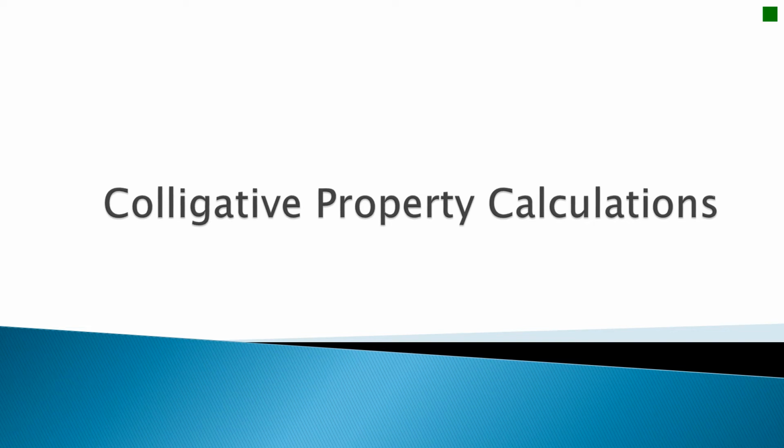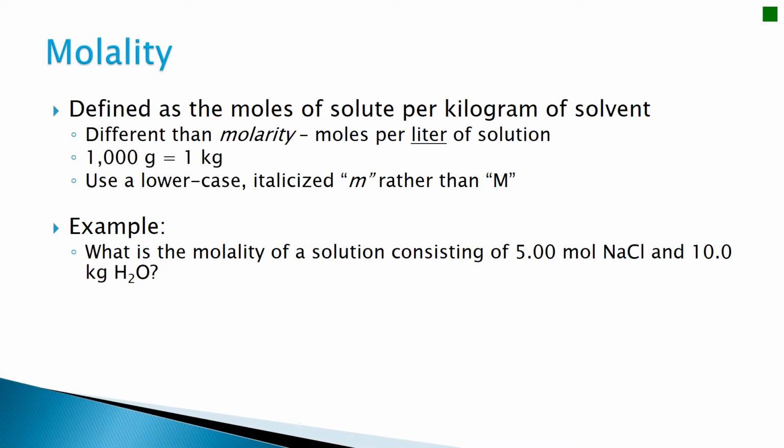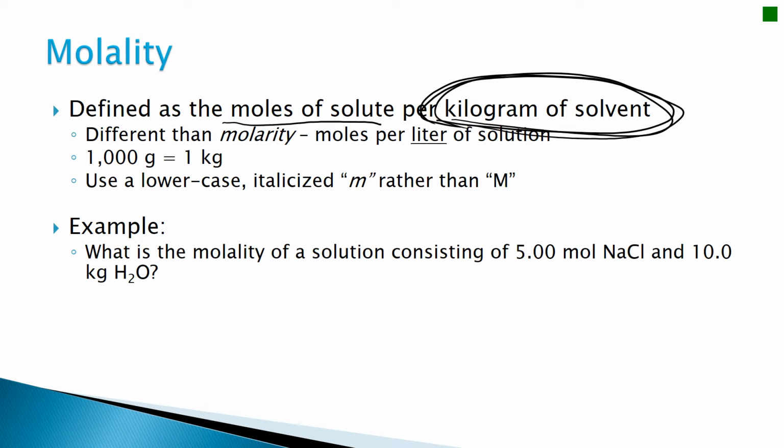All right, tonight what we're going to be talking about are the colligative property calculations. So basically it's going to be talking about freezing point depression and boiling point elevation. First, you're going to need to be using the molality for these calculations. And remember, molality is defined as the moles of solute per kilogram of solvent. So that's the key difference between molarity and molality: it's per kilogram of solvent for molality. Okay, because molarity is per liter of total solution.